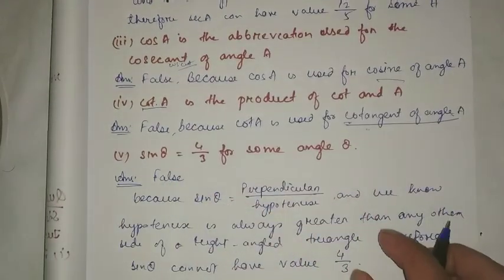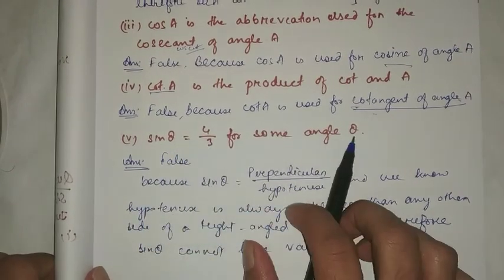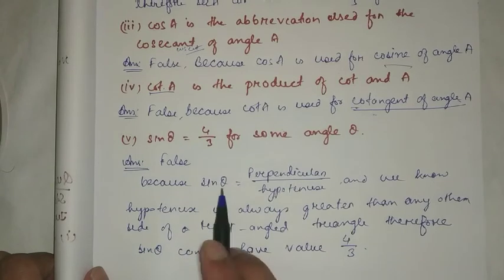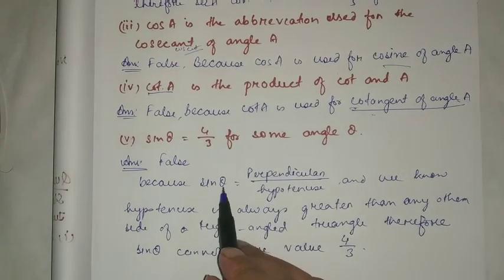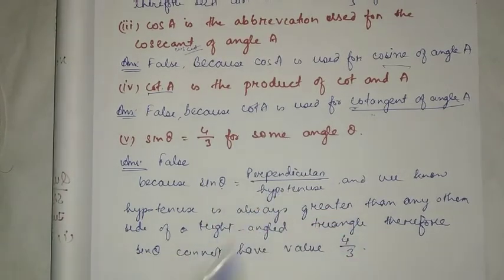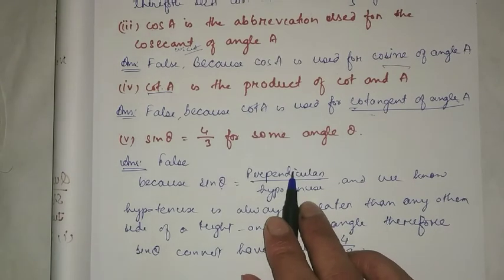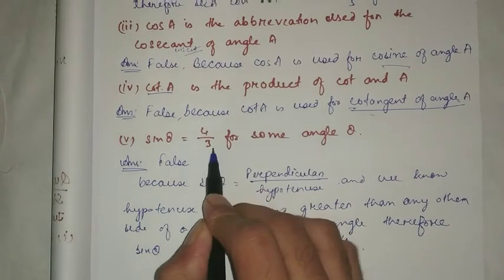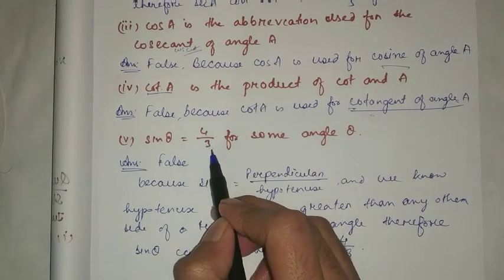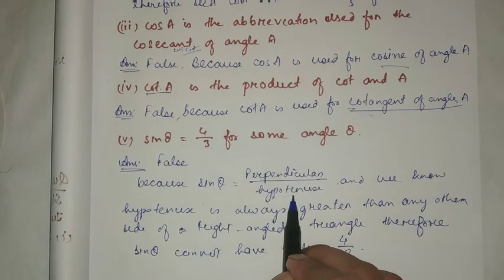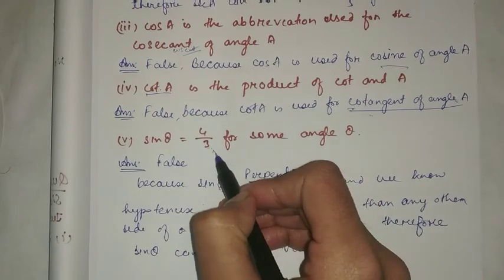Now the last true or false of this exercise is: sin of theta is equal to 4 by 3 for some angle theta, which is false, as we know that sin theta is nothing but the ratio of perpendicular by hypotenuse. So the denominator must be greater, since the hypotenuse is greater than the perpendicular. In this case we see that the denominator is less than the numerator. So this can't be the case for sine theta, because the hypotenuse or the denominator must be greater than the numerator. So sine theta can't have the value 4 by 3.